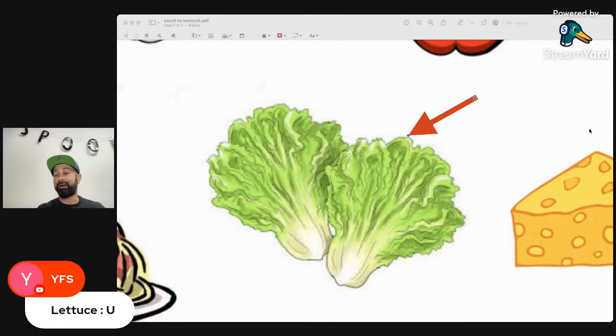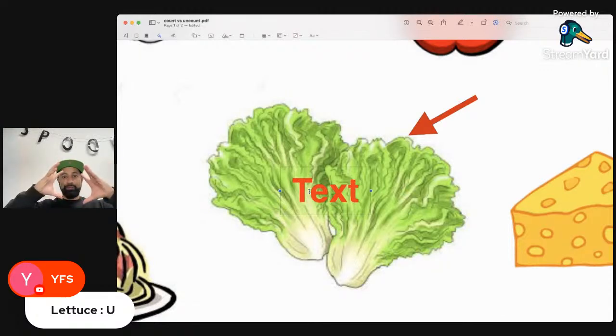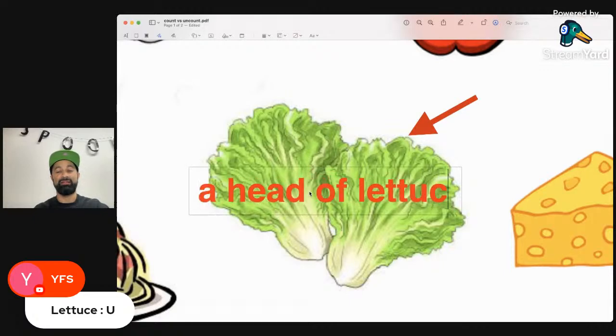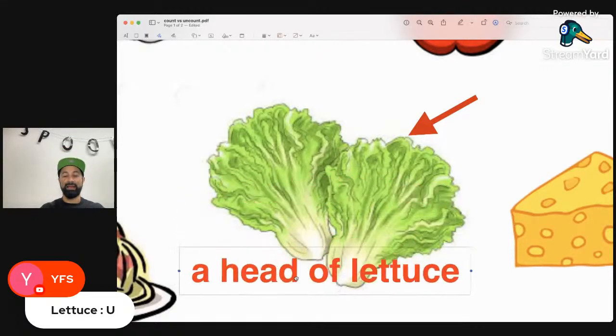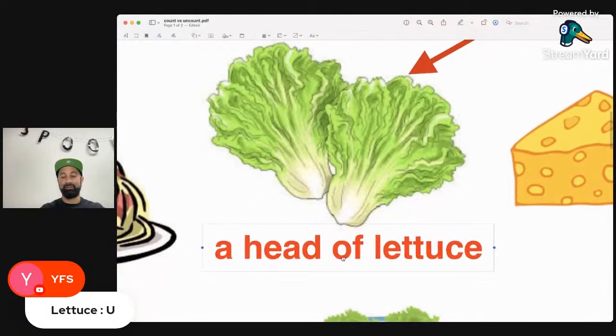All right. If I want to make lettuce countable, remember, I can make any uncountable noun countable. If we're talking about the circular lettuce, the one that comes in the big ball, in that one, we could say a head of lettuce. A head of lettuce is going to be the circular lettuce. It looks like a head. That's a head of lettuce.